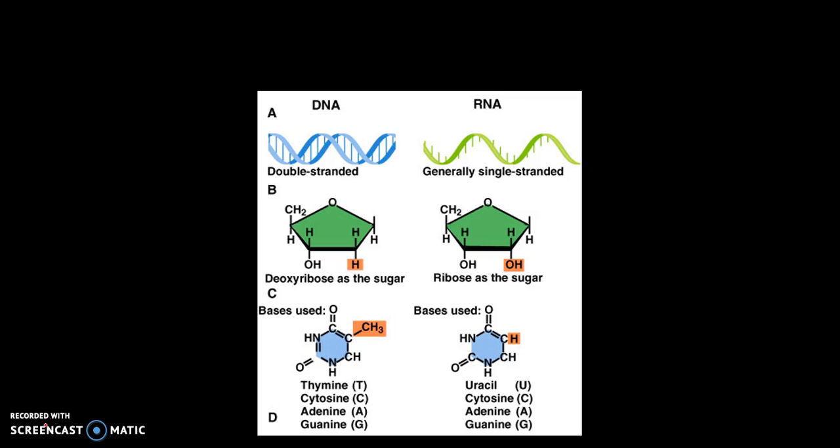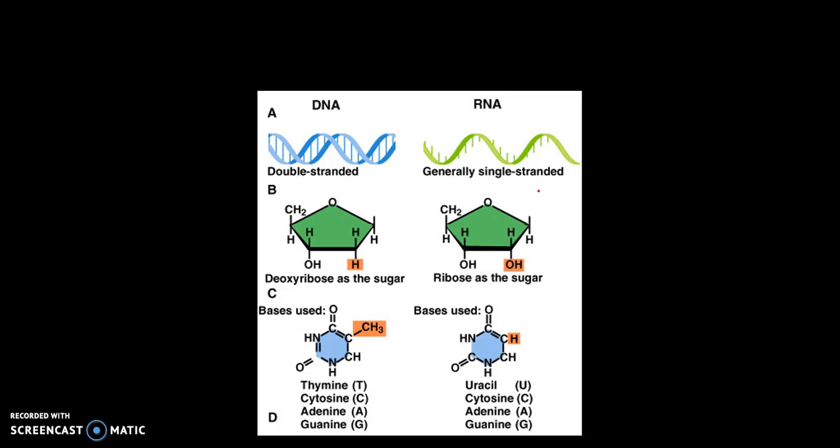So we've already learned DNA. We know that DNA is double-stranded. We know the sugar is deoxyribose, and there's 4 bases, A, T, G, and C. A and G are the purines, the bigger bases, and T and C are the pyrimidines, which are the smaller bases. There's also RNA. RNA is single-stranded, still made up of nucleotides.